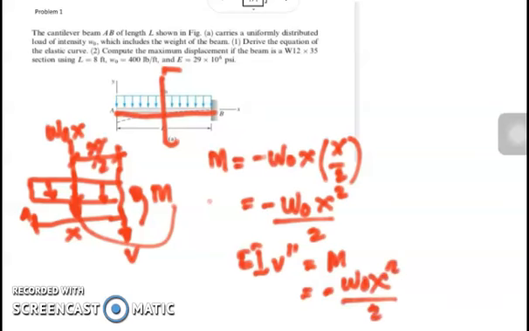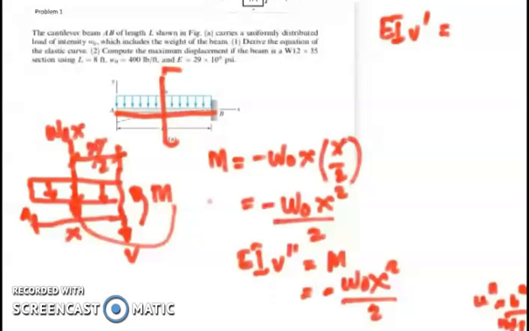So therefore, if we are going to integrate this one, we're going to have the first integration, EI v prime, is equal to, using the power formula. Our variable here is x. From our power formula, if we try to recall, u raised to n is equal to u raised to n plus 1 all over n plus 1. So our u here is our x, and our n is the exponent. We simply have to substitute into this equation.